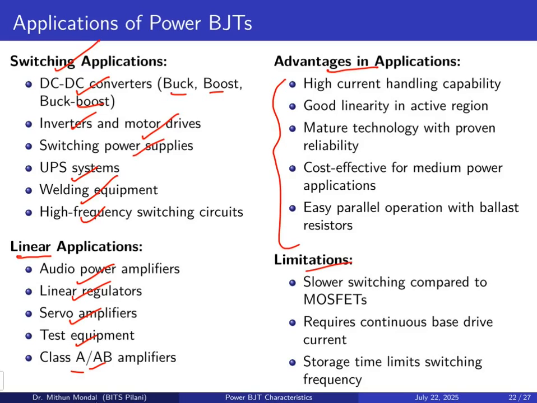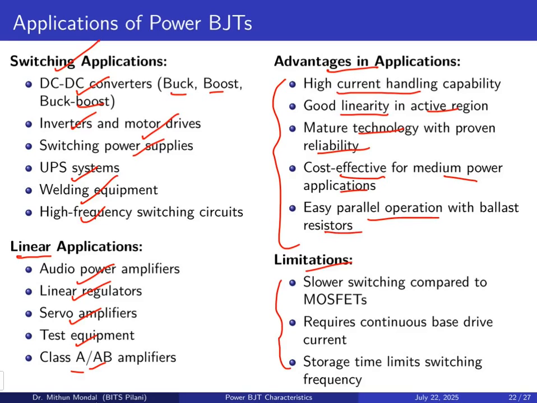Advantage of using the BJT in the power mode is high current handling capability. It is good linear in active region, a mature technology with proven reliability. It is being used for a long duration of time. So cost effective for medium power application, and easy parallel operation can be done with ballast resistors.